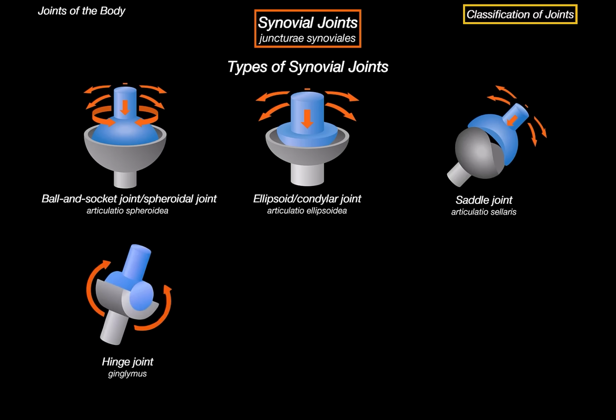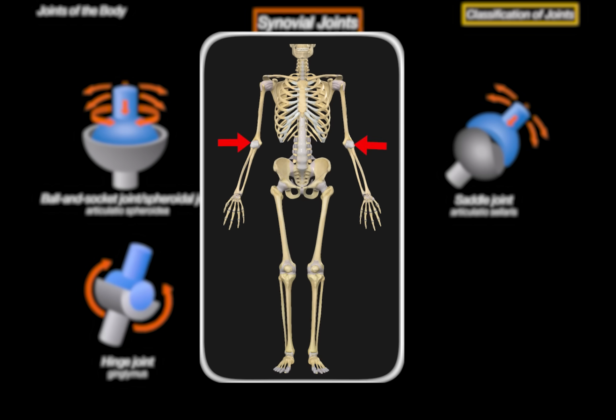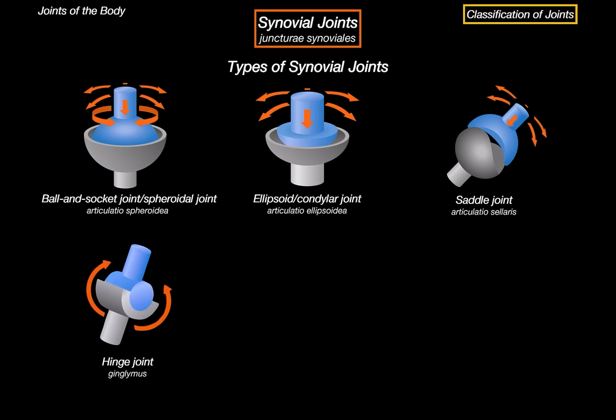Then we got the hinge joint. This one only moves in one plane, like a door hinge. It allows flexion and extension, but no side-to-side movement. You will find hinge joints in the elbow, the humero-ulnar joint, the knee or tibio-femoral joint, and the interphalangeal joints, so fingers and toes. The structure is simple. A convex surface fits into a concave groove, which is reinforced by strong ligaments that prevent excess movement. That is why your elbow doesn't hyperextend easily.